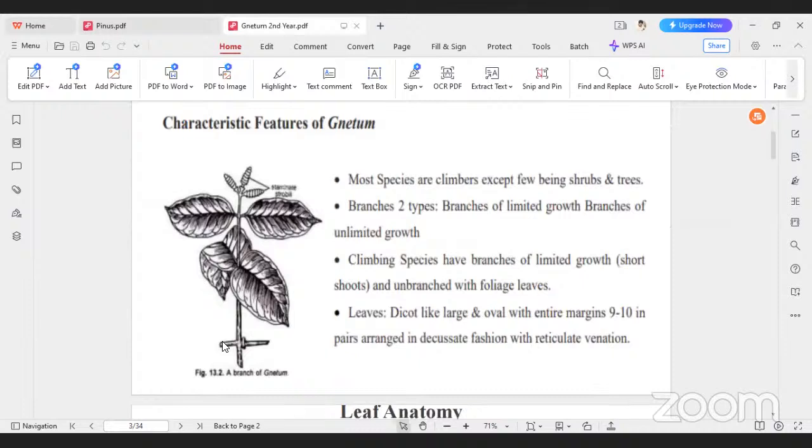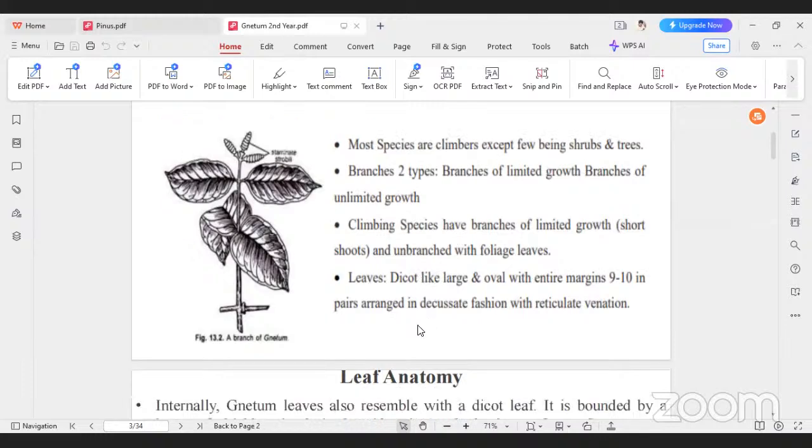Now let's see the sporophytic plant characterization. Most of the species are climbers, except for some shrubs and trees. There are two types of branches like in Pinus, here also the same: limited branch and unlimited branch. The climbing species have branches of limited growth, that means short growth. Leaves are dicot-like, large, oval with entire margin. In Pinus, they are not well-developed leaves; they are needle-like structures. But if you see Gnetum clearly, these are angiospermic leaves.